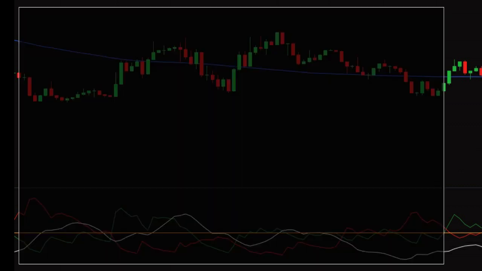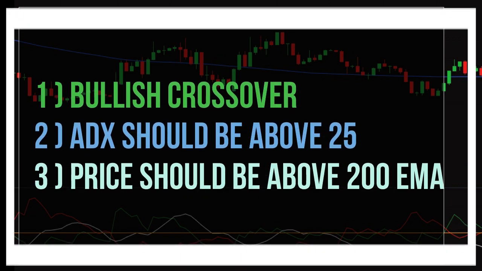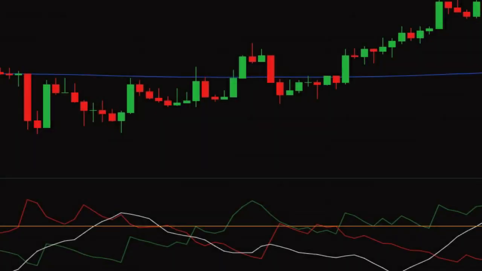First we will look for buy setups. For a buy setup we will look for three conditions. First, a bullish crossover; second, the ADX line should be above 25; and third, price should be above the 200 EMA. Now look at this point, a bullish crossover happened here, but the ADX line is below 25, and price is also below the 200 EMA, so we have to wait here.